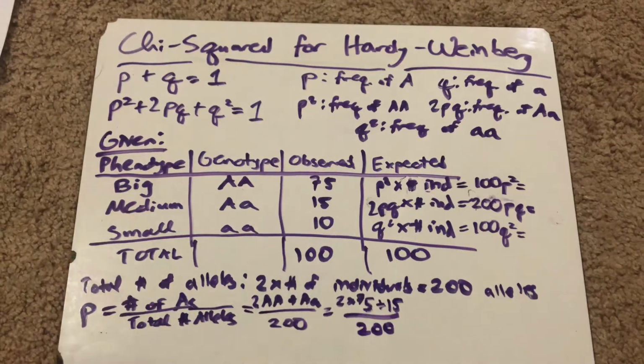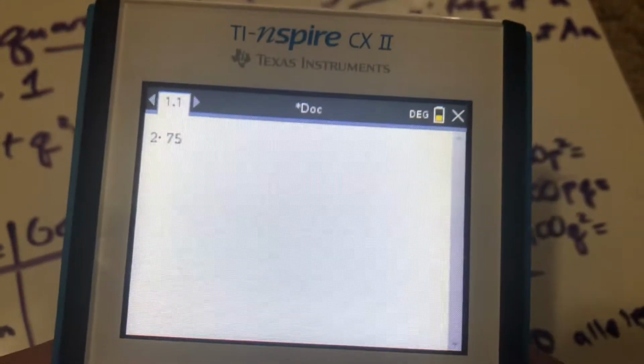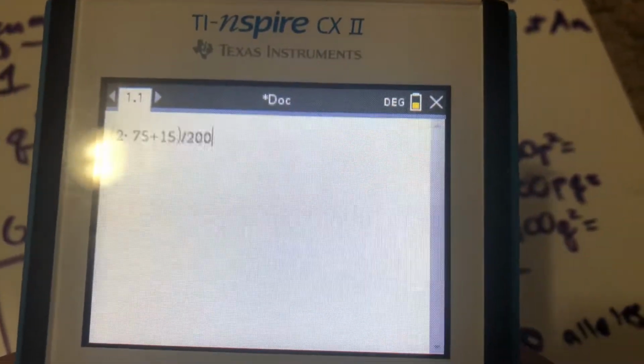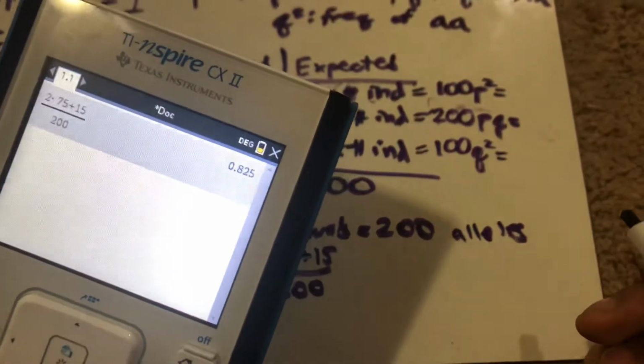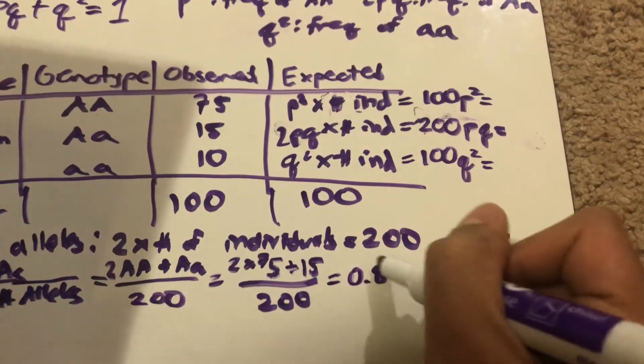And I'm going to just put that in my calculator here. I know the brightness is pretty big, but let's just put that in. 2 times 75 plus 15, all of that over 200. And if I get it as a decimal, it's 0.825. I don't know if you can see that, but there it is. So that's 0.825.